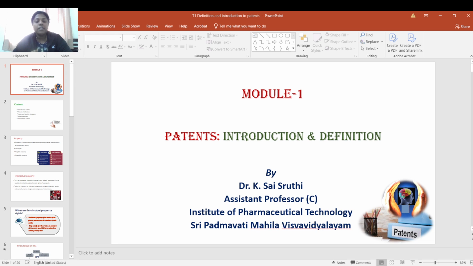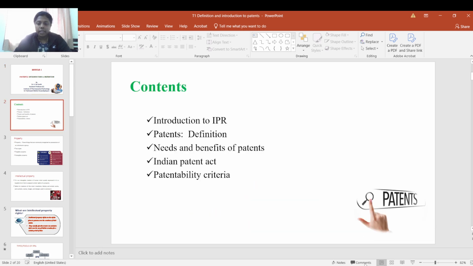Good morning, everyone. In this course, Comprehensive Guide for Indian Patent System, the first module will be discussing the patents introduction and definition. In this, the contents which we will be going through are the introduction to the IPR, the definition of the patents, the needs and benefits of the patents, the Indian Patent Act, and patentability criteria.